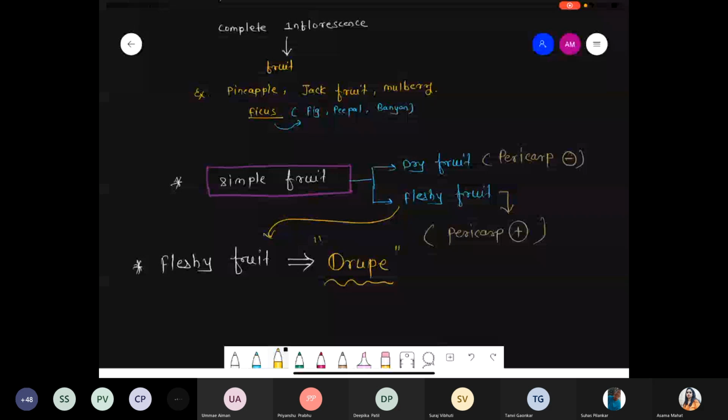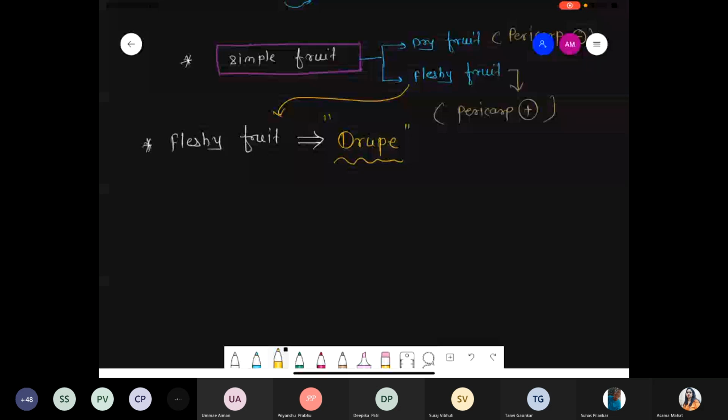In the module you will get all those parts, because that module has been made considering the whole AIPMT aims. So you know that from last year the level has come a bit down, so we are not taking too high a level. Okay? So we are talking about what is the meaning of the drupe.